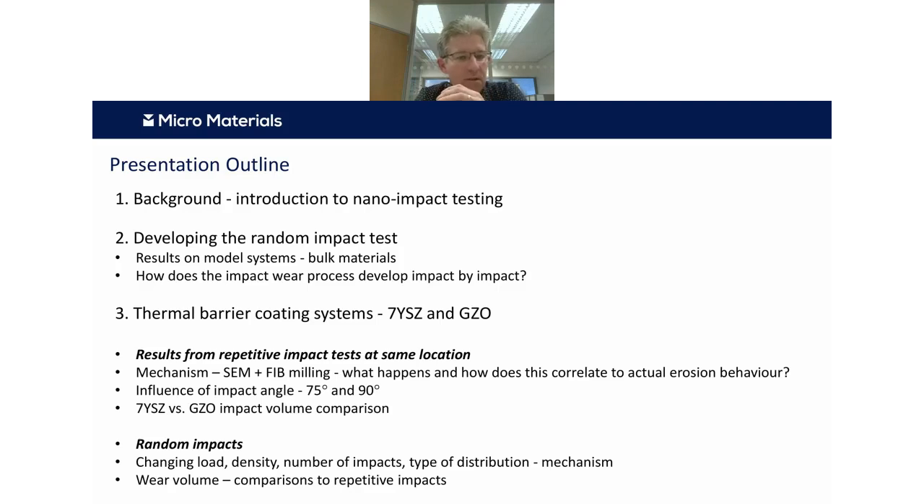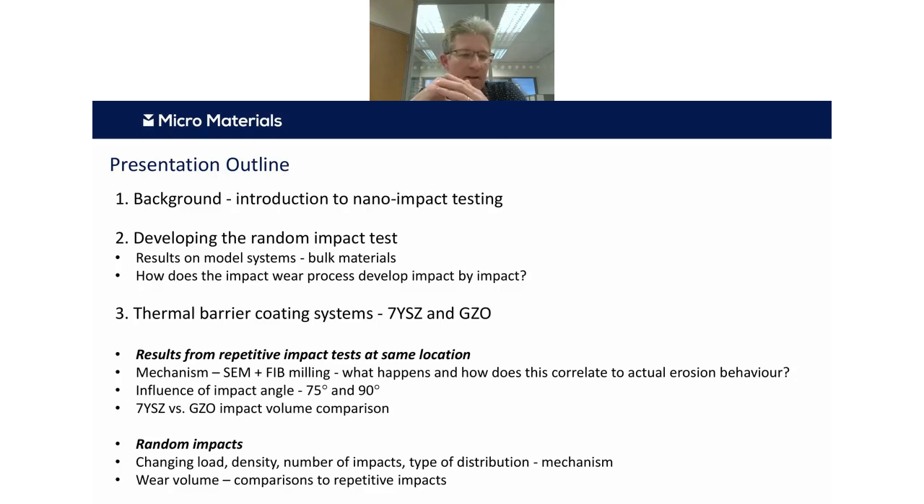And then I'll move on to looking at the thermal barrier coatings for the turbine blades. We're going to look at two particular systems, and I'll talk in detail about those in a moment. These are yttria stabilized zirconia, and gadolinium zirconate. I'll start off by looking at standard impact tests, where we look at repetitive tests at the same location and show what information we can get from that.